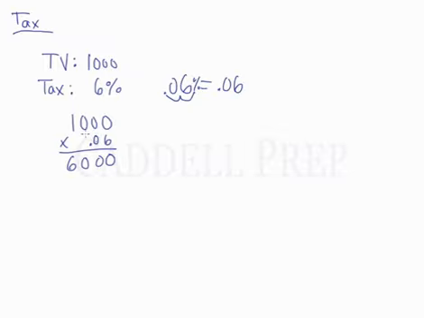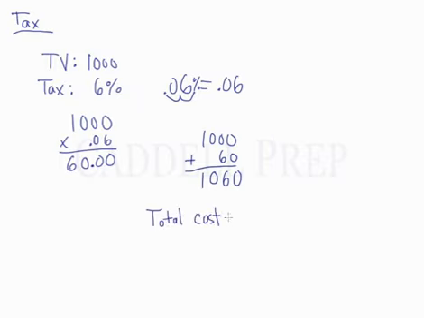Okay, so in multiplying these zeros will have no effect. So this is the answer. We'll just have to add the decimal places. 1, 2, 1, 2. So 6% of 1,000 is 60. So we have the price of the TV plus $60 in tax. So that means the total cost is $1,060.